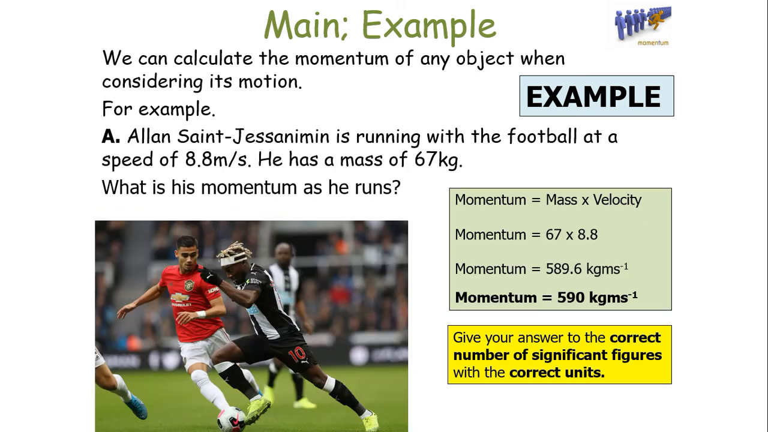And then finally, let's have another example. Alan Saint-Maximin is running with the football at a speed of 8.8 meters per second. He has a mass of 67 kilograms. What is his momentum as he runs? Well, momentum is equal to mass times velocity, so momentum equals 67 times 8.8, so it's 589.6 kilogram meters per second, but we round to the correct significant figures, which is 590 kilogram meters per second. So we give our answer with the correct number of units and the correct number of significant figures.